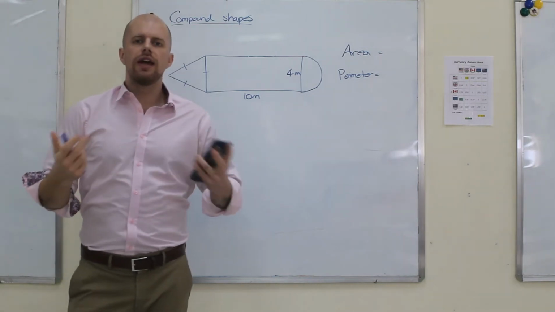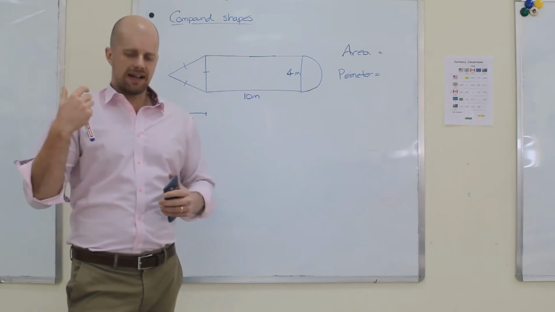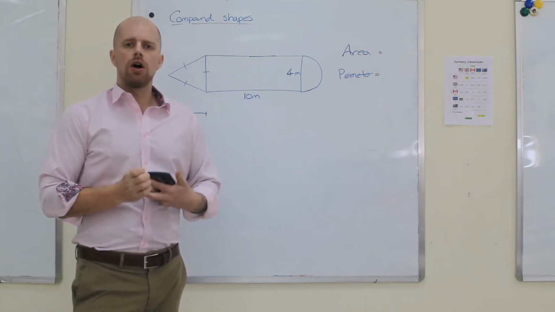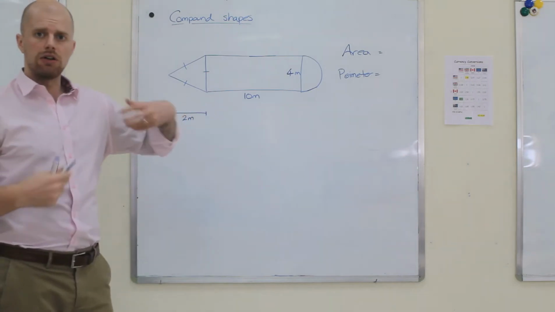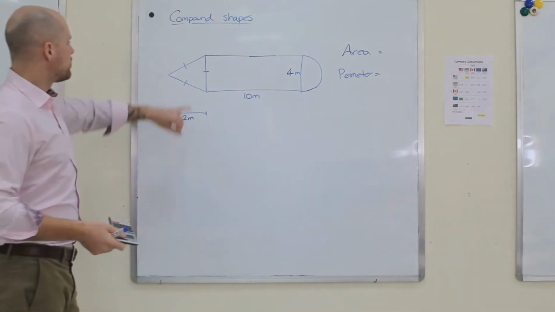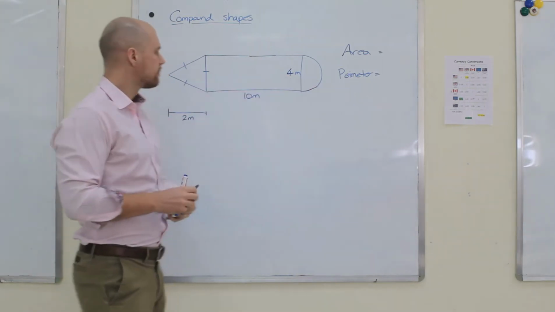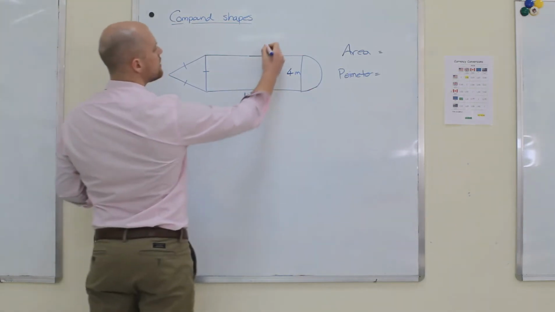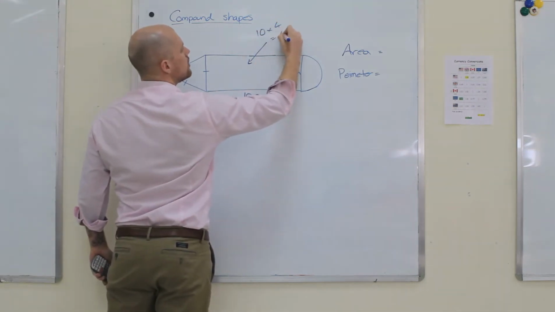Okay, so in this video we are going to be looking at calculating the area and perimeter of compound shapes. A compound shape is just a shape that's made up of lots of individual shapes. For example, here I have a triangle, a rectangle and a semicircle. Calculating the area is quite easy. We just calculate the area of each of the shapes.